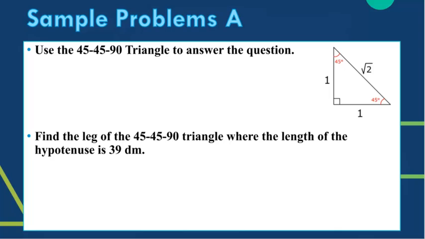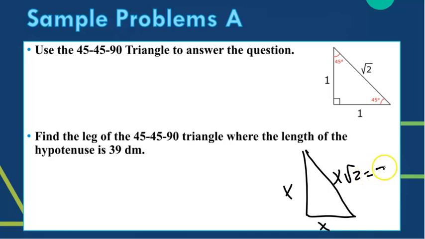Another one, find the leg of a 45, 45, 90 when the length of the hypotenuse is 39. So again, I'm going to draw the triangle. Remember, this is x square root of 2, and this has to equal 39. So I'm going to do the same thing as the very first problem we did. So I have x square root of 2 equals 39. To get x by itself, I'm going to divide by the square root of 2.